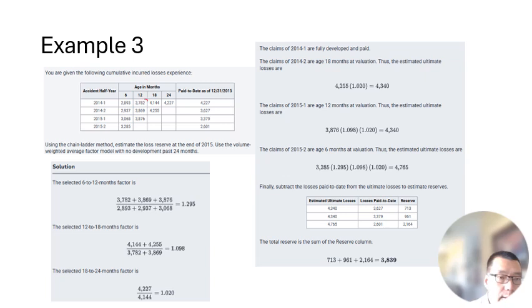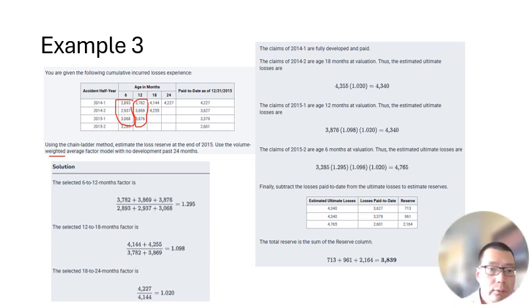The reason it is done this way is because it asks for a weighted average. When it's a weighted average, you sum them up together and divide by the ones in the front to get the factor, rather than doing it one by one and then averaging. That's another way to do it, but that's not what it asks here. The selected 12 to 18 months factor, similarly, you can calculate to be 1.098. And the last one, the selected 18 to 24 months factor, will be 1.02.